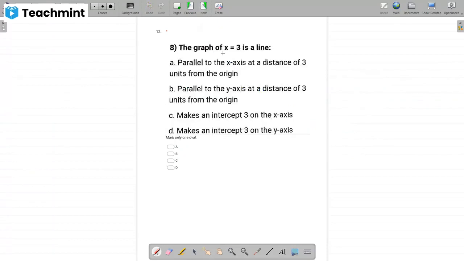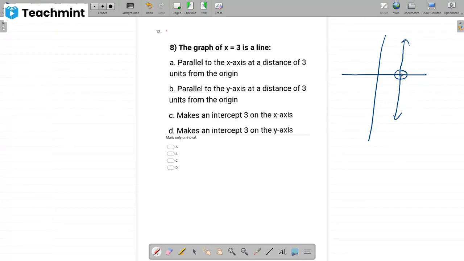Next is, the graph of x equals 3 is a line. Now how will you plot x equals 3 in the coordinate axes or xy plane? When you start measuring from the origin, x is 3, x is positive. So x equals 3 is here. When you draw a line passing through this point, you will find that this line is parallel to the y-axis.